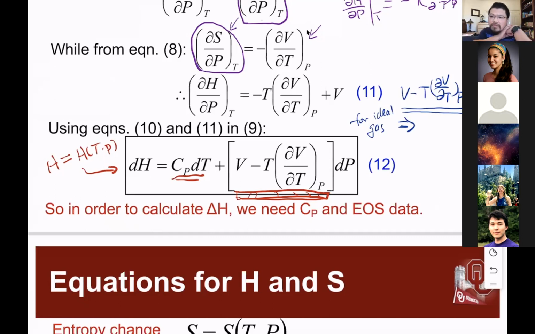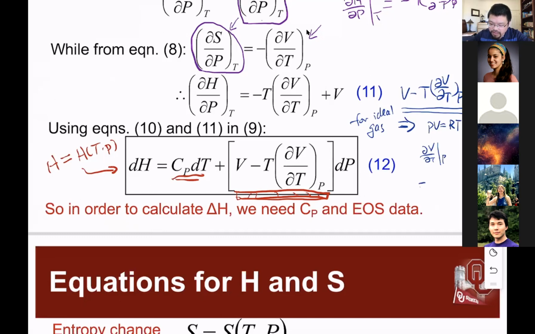How do you plan to evaluate this term if I have a question like this for an ideal gas? Well, nothing special. PV is RT for my ideal gas, right? PV is RT. Okay. So if I take the term dV over dT, keeping pressure fixed, we need to evaluate this term. Then what would be the volume as a function of temperature?